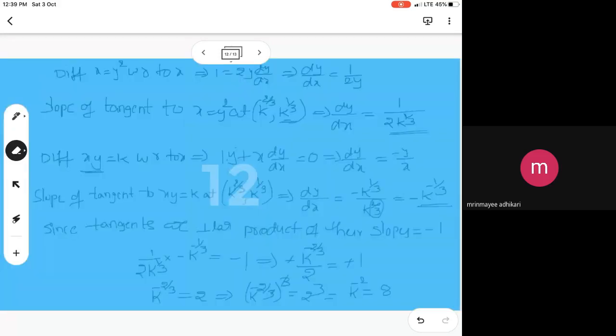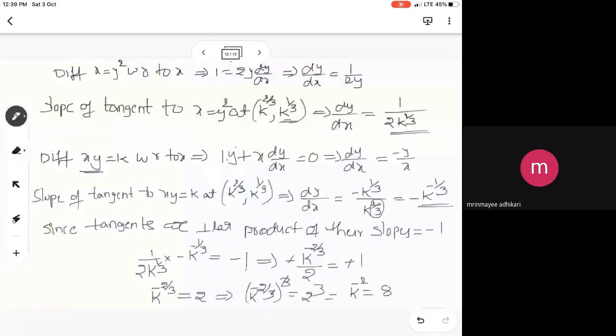This implies, what do you get here? This implies 1 by k square is equals to 8. So that is nothing but 8k square is equals to 1. So the condition is the two curves will intersect at right angle if the condition is 8k square is equals to 1. Isn't it? Understood?